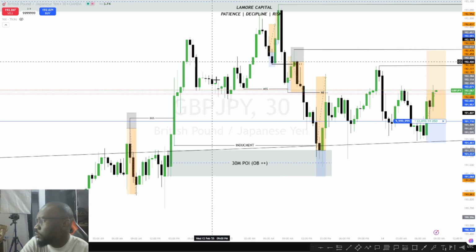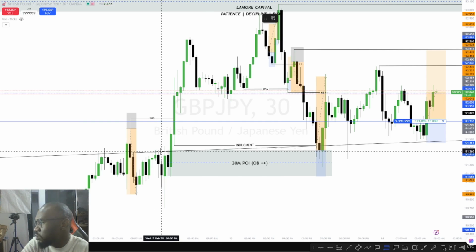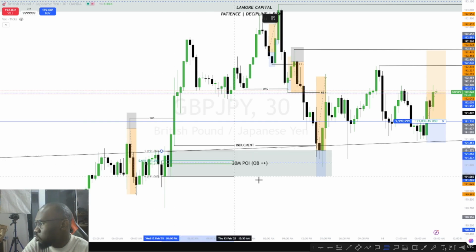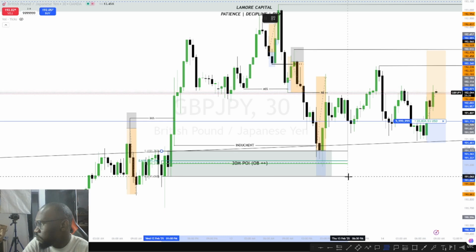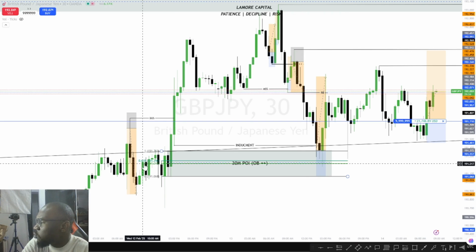So now what do I do? I go to my Fibonacci. I will mark the top of the candle to the bottom of the candle. Now, where would I be placing my trade? I'll be placing my trade at the 0.5 level.